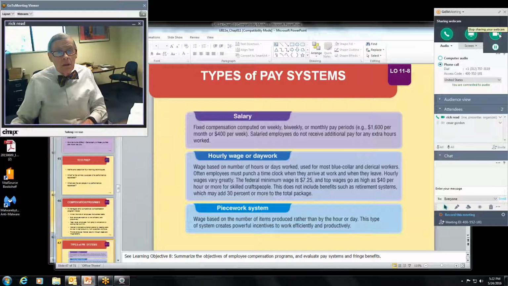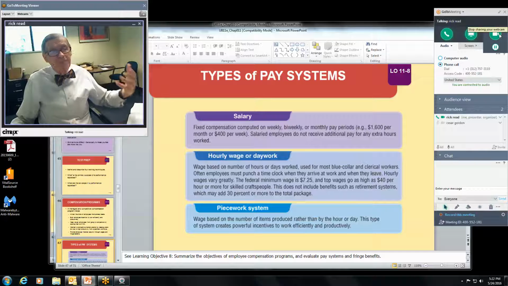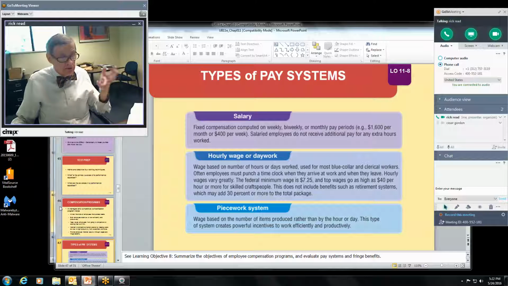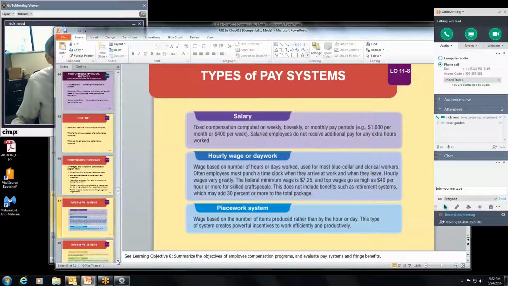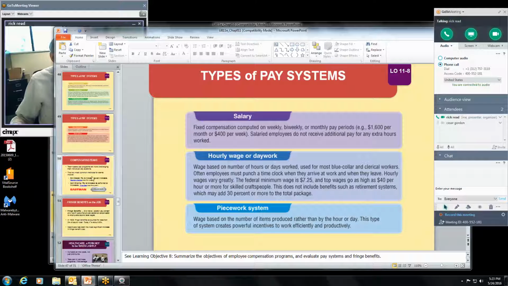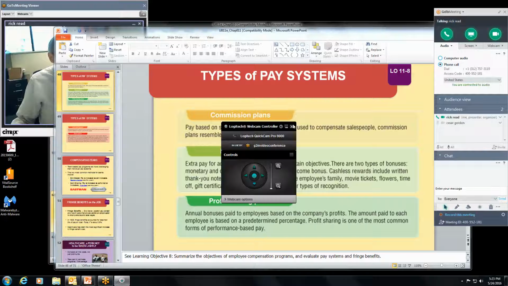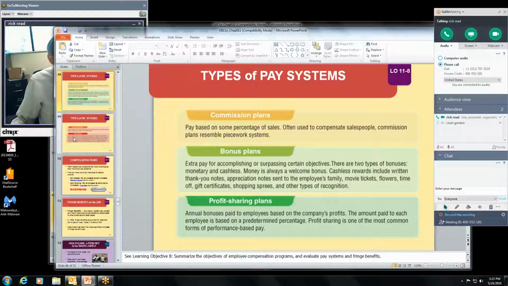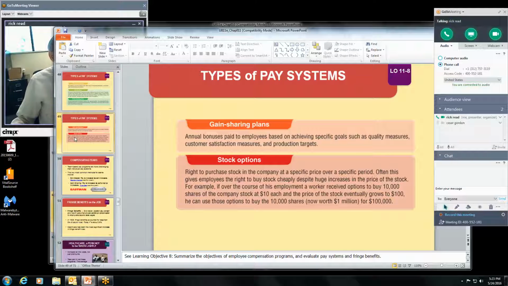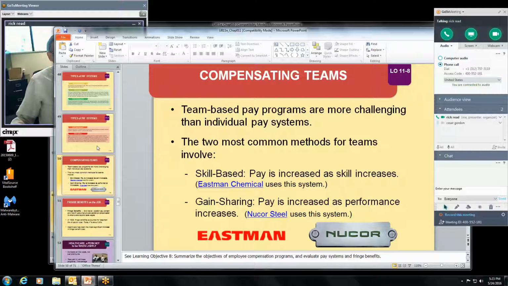These are types of pay systems, and I'm not going to spend a lot of time on the salary. The person is compensated for the amount of work that he or she does, not by hour. And we have the hourly worker. He or she signs a timesheet or has a time clock, and they're paid for the amount of time they work. Piece rate system, exactly that. People are paid for the amount of pieces that they develop, manufacture, if you will. We also have commission plans, bonus plans, profit sharing plans, gain sharing, and stock options. All of them have pluses and minuses.